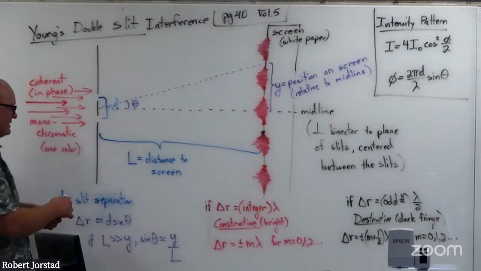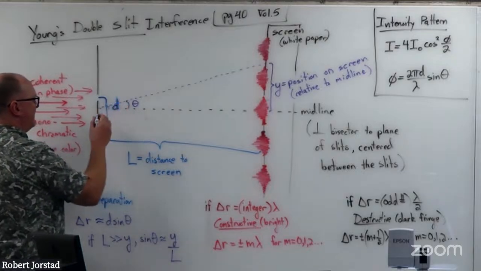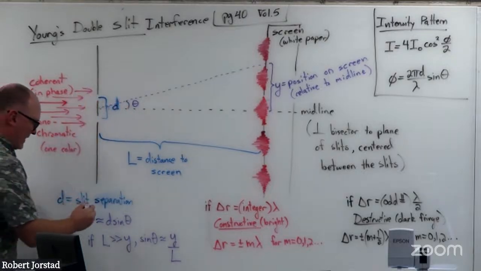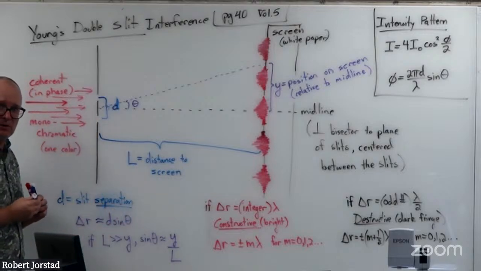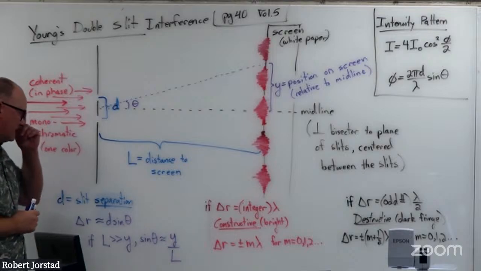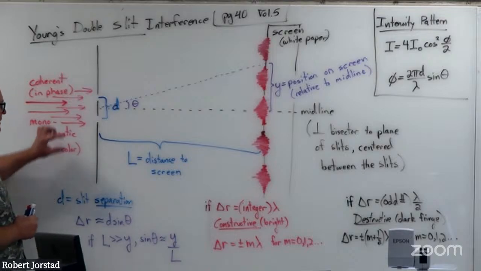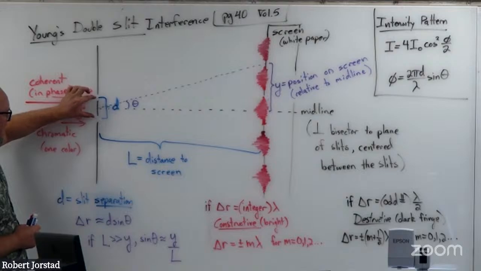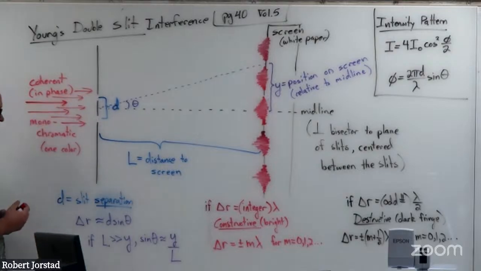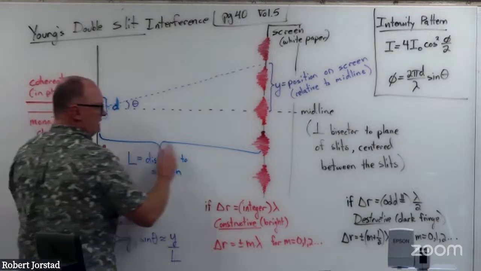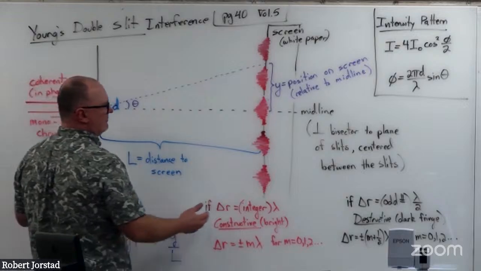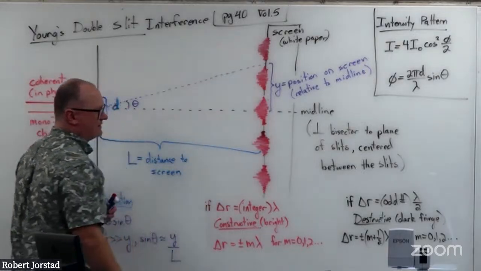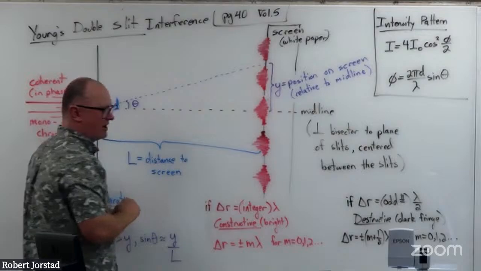d, this parameter right here, is the slit separation. It's not the width of the slit. We'll discuss that more later on when we talk about single slits. But for right now, the only parameter we're going to care about is the slit separation, the distance between the centers of the slits. L is called the distance to the screen. And when we shine light on the screen, we're going to get a pattern where we see some bright spots and some dark spots.